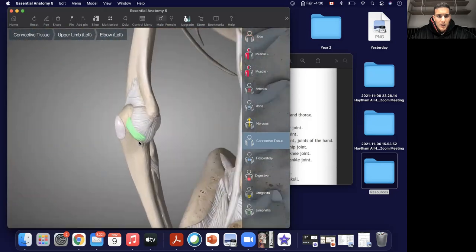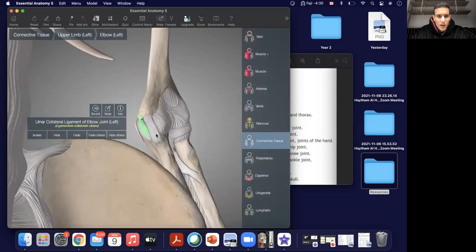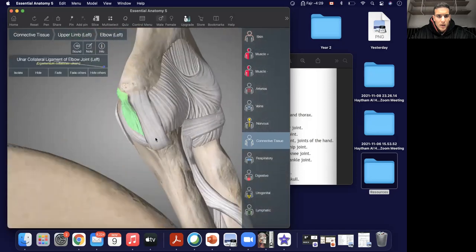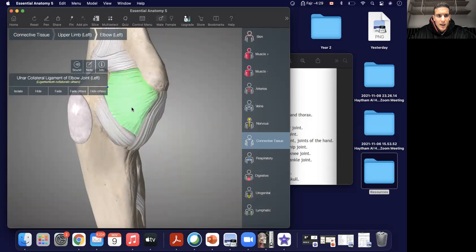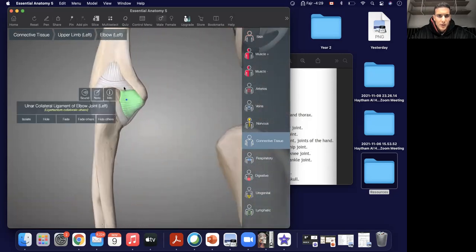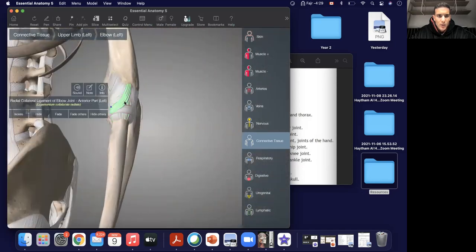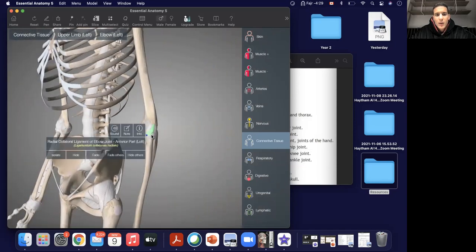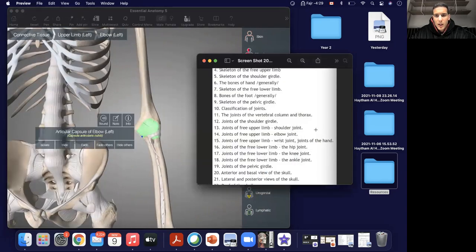Anterior parts, transverse parts, and just know that there's this ulnar collateral ligament and the capsule around it, and of course the radial collateral ligaments, anterior part and posterior part, with the annular ligament around the radius. Okay, that's the elbow joint.